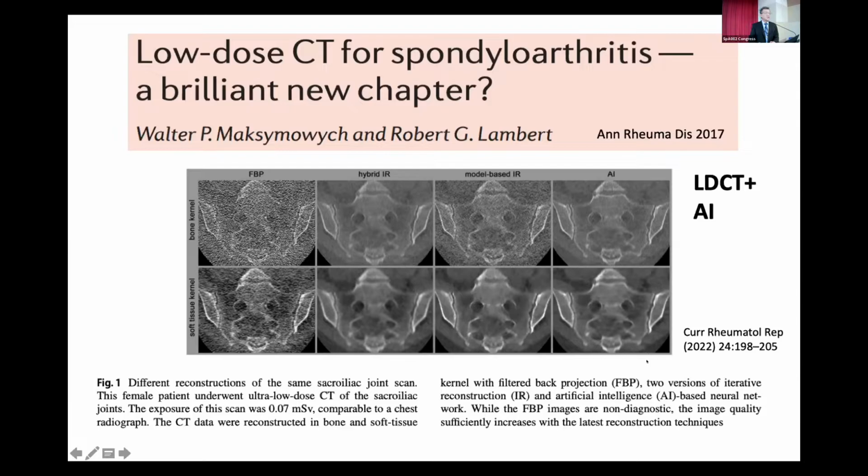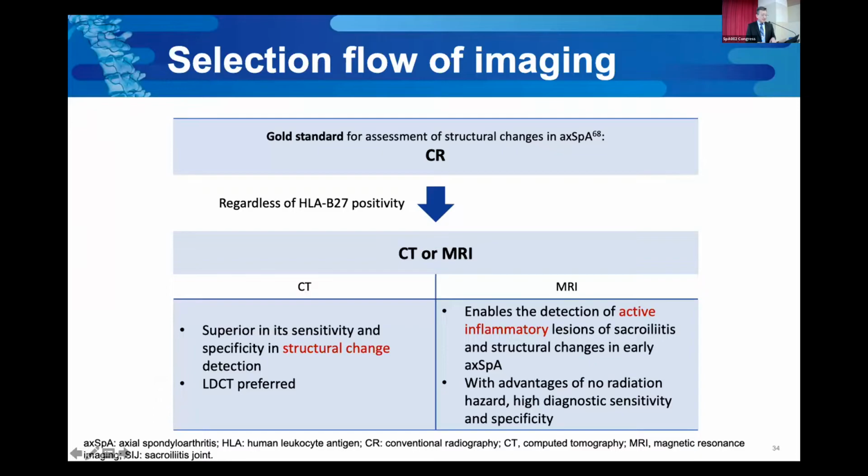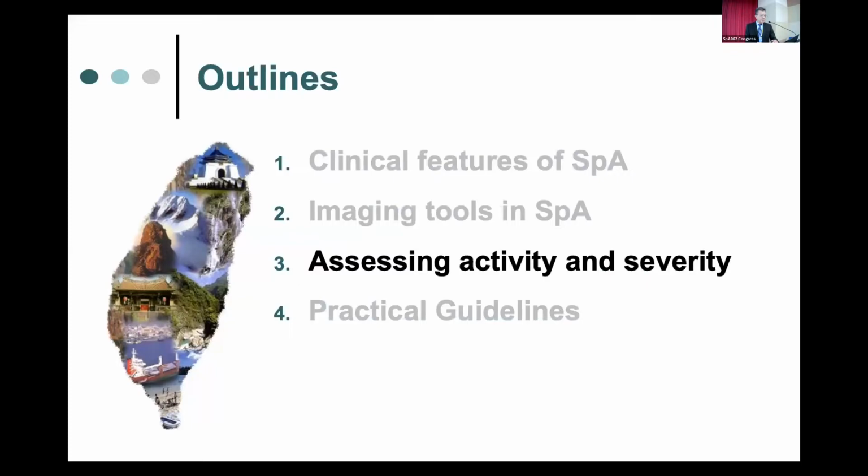So the summary of this part is the selection flow of imaging. Essentially, still the conventional X-ray from the start for every patient with back pain for more than 3 months. And then if the patient is still uncertain, you should go for CT or MRI. In most European countries or the USA, they recommend MRI only. But in Asian countries like Taiwan or China, I think low dose CT is also another alternative choice. Then, how to assess the disease activity and also the structural damage severity.